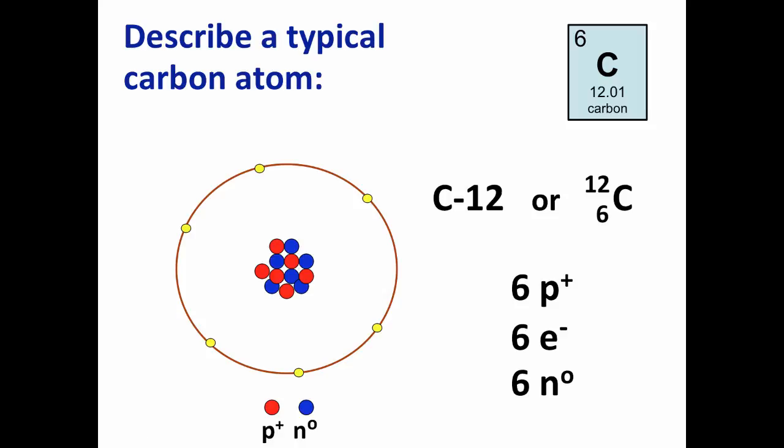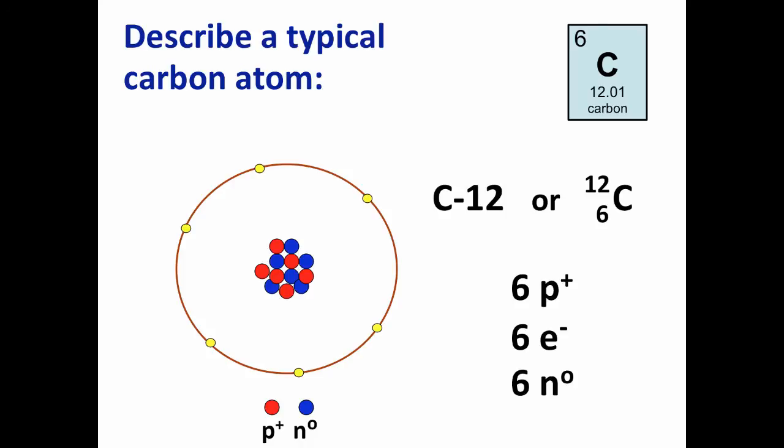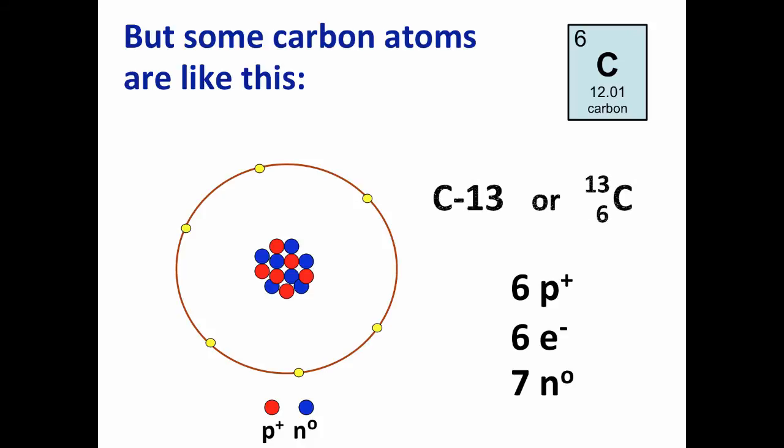Okay, so this is the most common type of carbon atom, a typical one, but watch closely, and it turns out that this type of carbon atom exists as well. So back up a sec and look for the difference, and perhaps you notice this nucleus has one more neutron than the previous kind of carbon atom. This is a carbon atom that has a mass number of 13, not 12, and it has 6 protons and 6 electrons like any carbon atom, but it has a total mass or a mass number of 13, which means it has 7 neutrons, and we can write this as carbon 13 or 13 carbon as shown here.